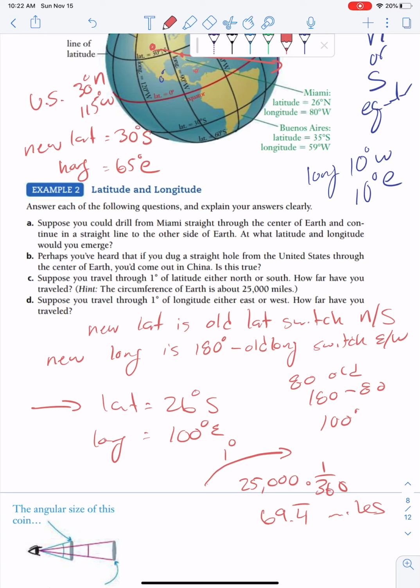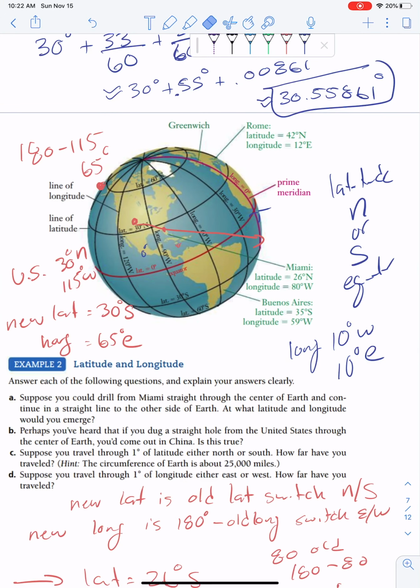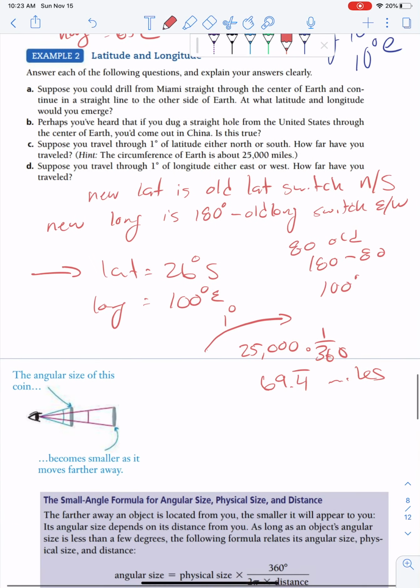Suppose you travel through 1 degree of longitude, either east or west. How far have you traveled? Well, it's the same. Going around the earth straight, I guess we've got to be careful. Whether I'm going north or south all the way around the earth, or east or west all the way around the earth, I'm going that same distance. All right, I think we covered what we needed to there.